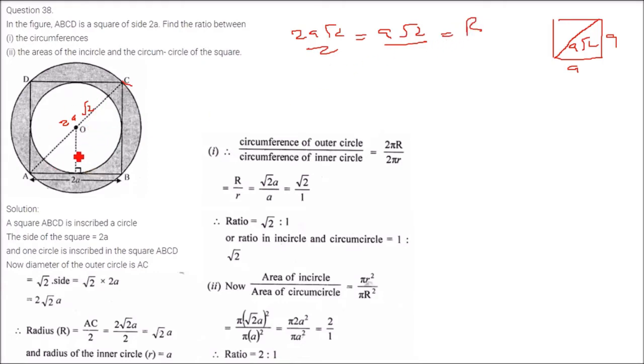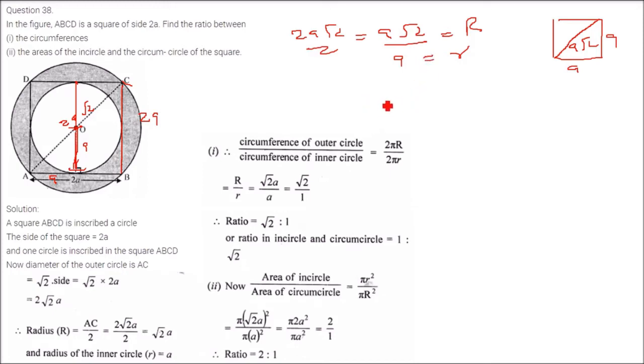Now we have to find the radius of the inner circle. So we have this as 2A, this is 2A. So this will be A, this will be A, and this will be the radius. What will be the radius of this one? This side is 2A from here to here, and this one is half of 2A. So this will be A. So the radius of the smaller circle will be A.